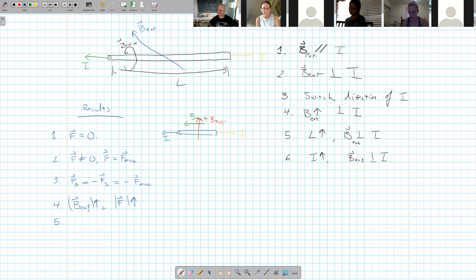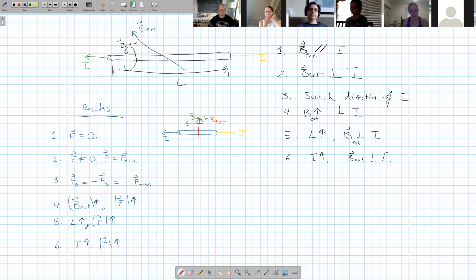Number 5 is if we take the length of the wire and we increase the length of the wire, meaning we put more of the wire inside of this external magnetic field, what we find is if the length of the wire increases, the magnitude of the force also increases. So more force is on the wire. And finally, number 6, if we increase the size of the current, i.e. make the magnetic field of the wire bigger, then the force also increases. So the magnitude of the force, again, increases.